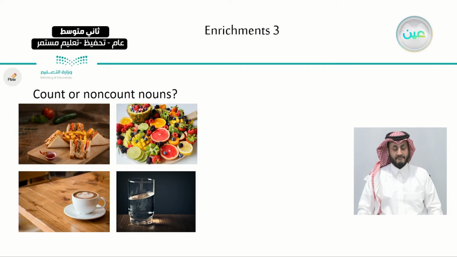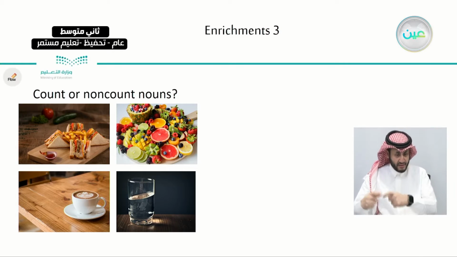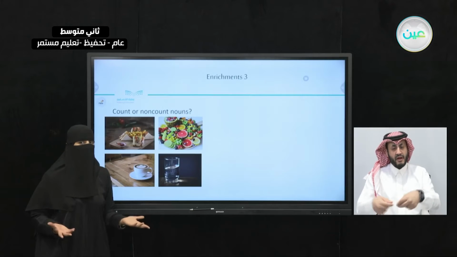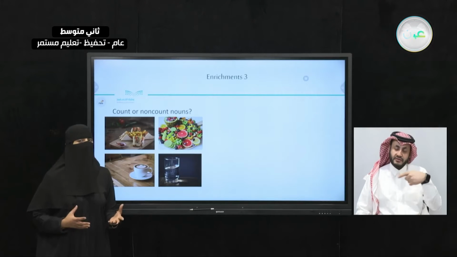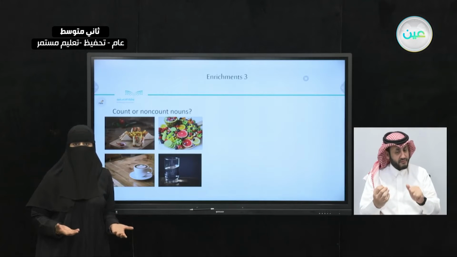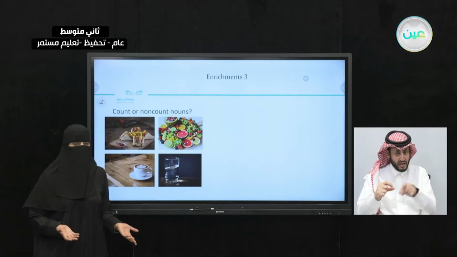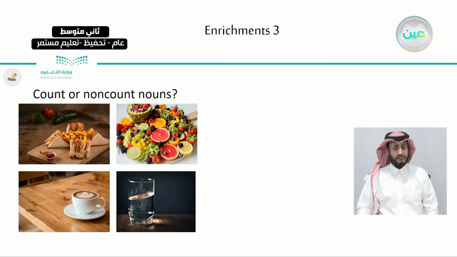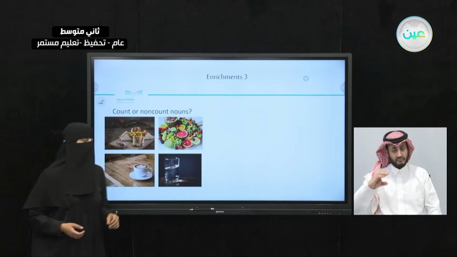So let's take a look at the first picture. In the first picture here, you can see kind of food, right? You can see sandwiches, you can see fries in the middle. How many sandwiches? Now, let's take a look at the word sandwich. Is it a count or non-count noun? Can you count the sandwiches? Let's take a look. 1, 2, 3, 4. I can see 4 sandwiches. It is a count noun.